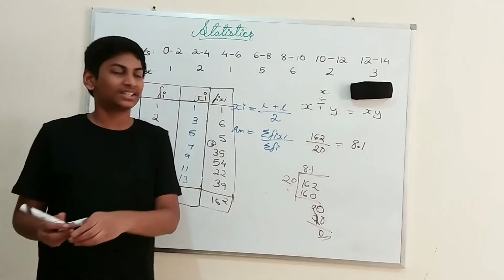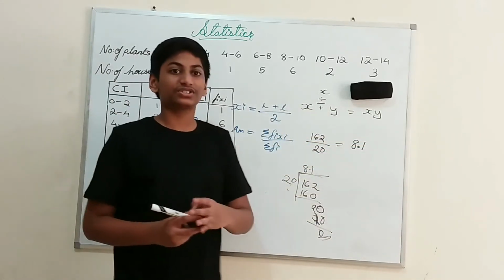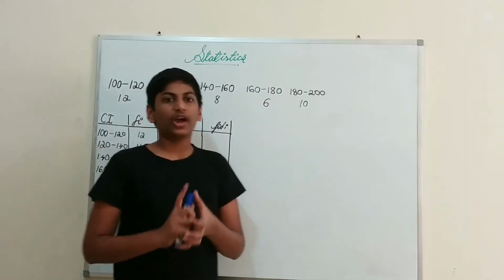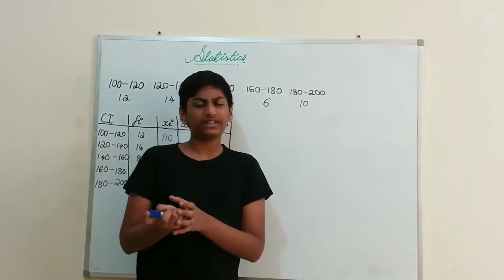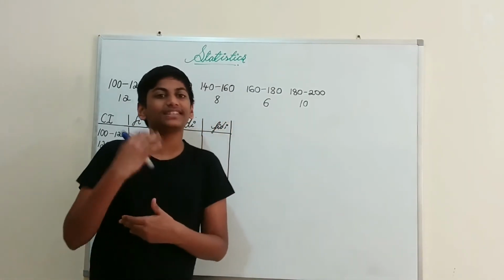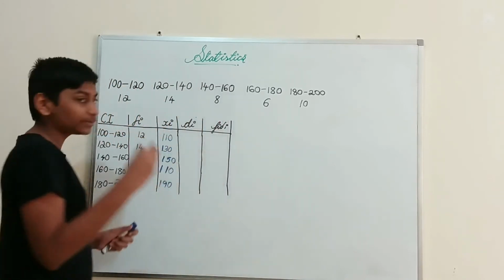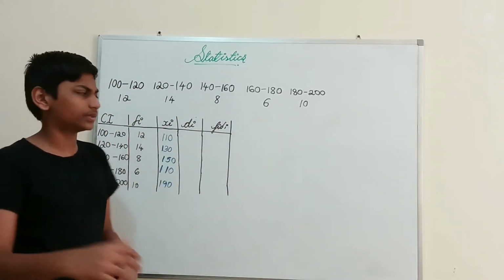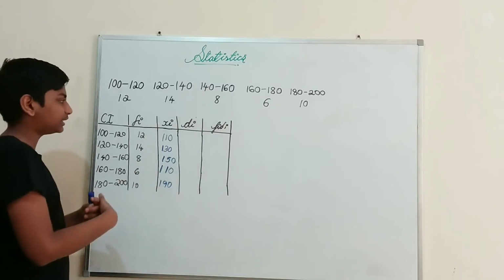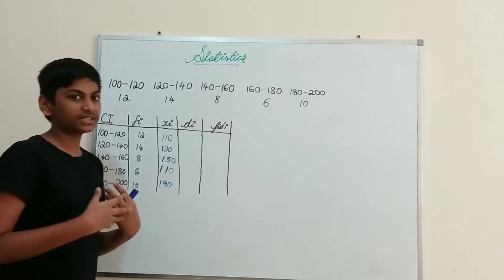That's called the direct method. So let's solve another question using a different method. As we have come to the end of our chapter, we'll study the next method, the assumed mean method. So here we have the question. Now what we need to do is just find it.